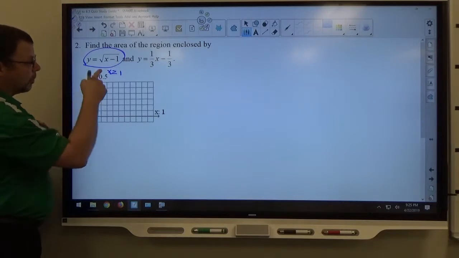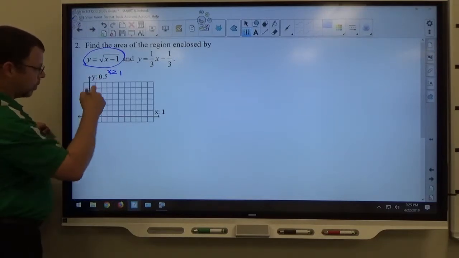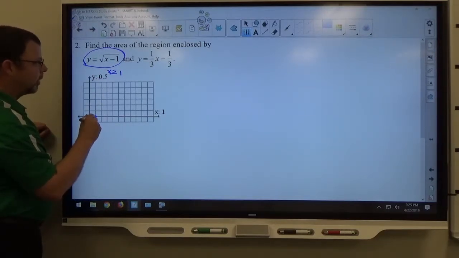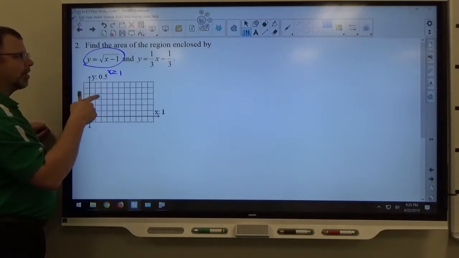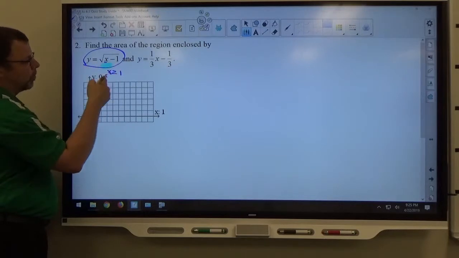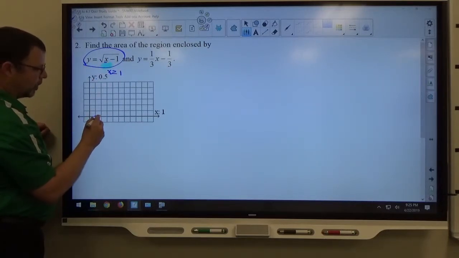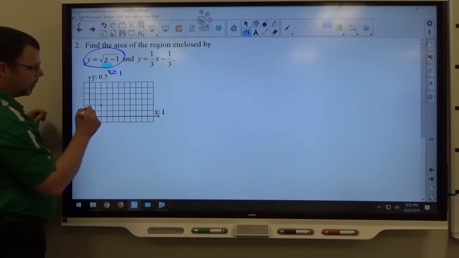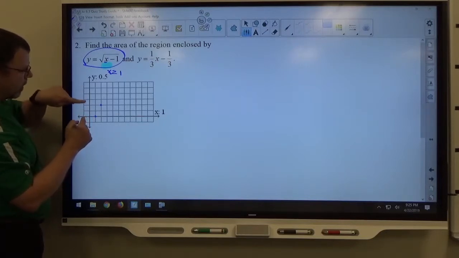So if I'm going to go ahead and put 1 comma 0, that'd be right here. And then if I pick numbers for x that create perfect square roots, that'd be helpful. So if x is 2, 2 minus 1 is 1. So the square root of 1 is 1, would go there. And notice again the half scale, 0.5, 1.